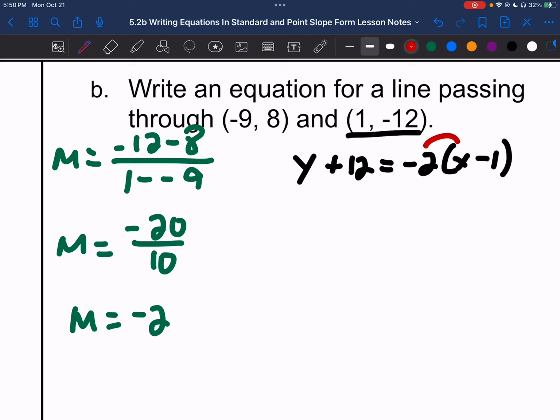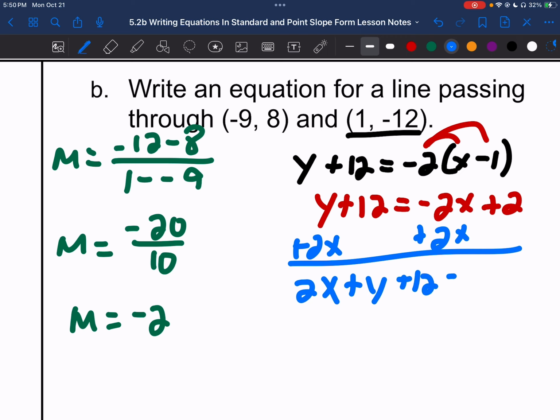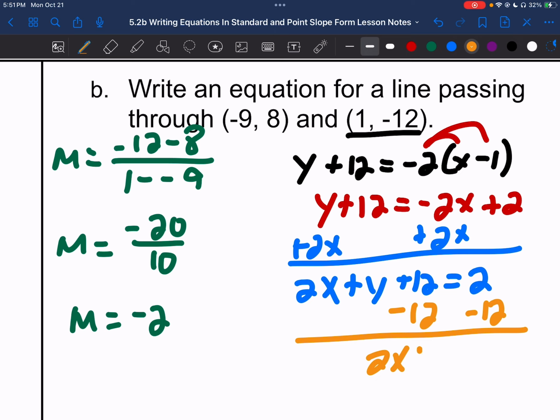My first step is to distribute. Y plus 12 is equal to negative 2x plus 2. My next step, add 2x to both sides. You get 2x plus y plus 12 equals 2. And then lastly, we're going to subtract 12 from both sides. 2x plus y equals negative 10.